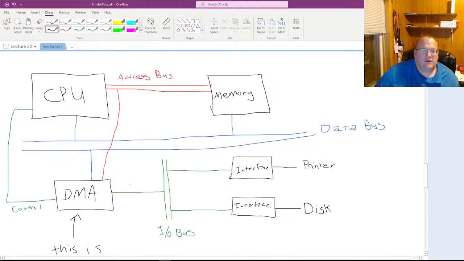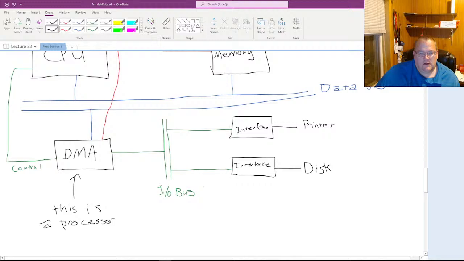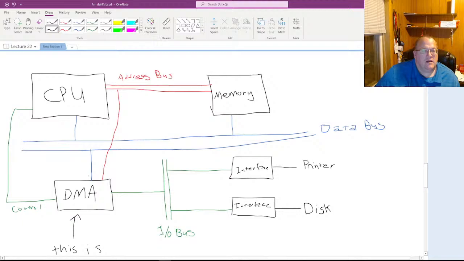But it allows all of our peripherals, our disks, our hard drives, USB drives, whatever it is, anything that's external from the computer or deemed an input-output device, the DMA, the direct memory access, is going to control that. So if the CPU needs to send something to the printer, it sends the information to the DMA. And then the DMA decides when to send it out to the printer.